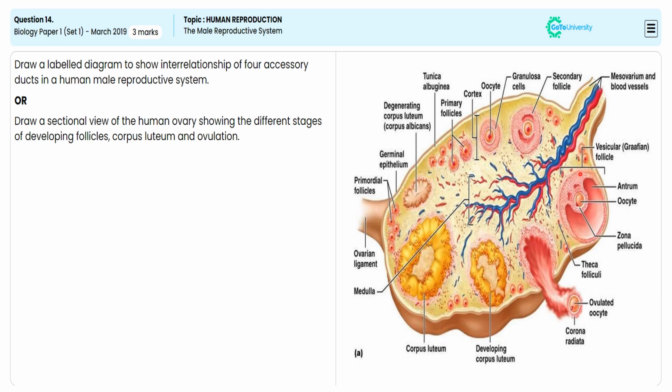The Graafian follicle, once it ruptures, releases not only the egg, it also makes the corpus luteum from its structure. With this illustration, we are satisfying the 1 mark demand.